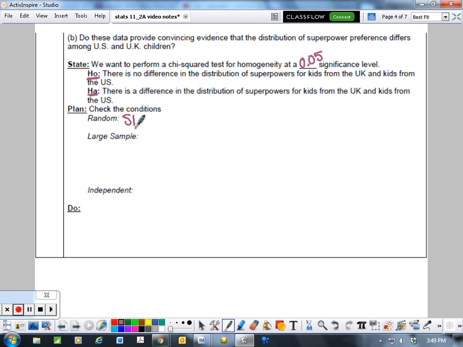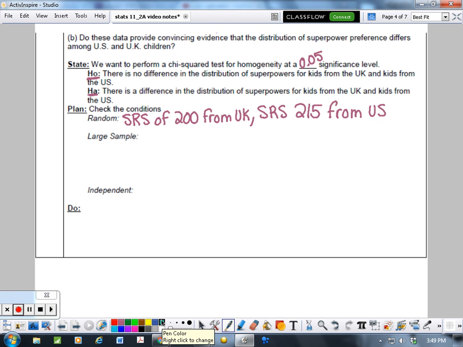Well, we had a simple random sample of 200 kids from the UK and a simple random sample of 215 kids from the US. So now we're going to check the large sample condition. I'm going to take those marginal distributions. So for flying, we expected 24% in each category. So 24% times 200 tells me that for the UK, I would expect those 48 kids.